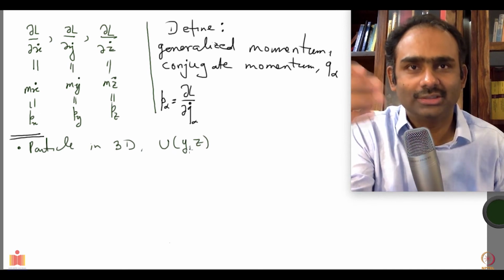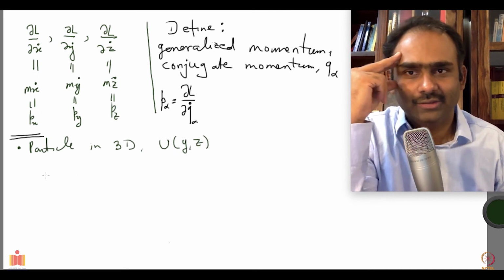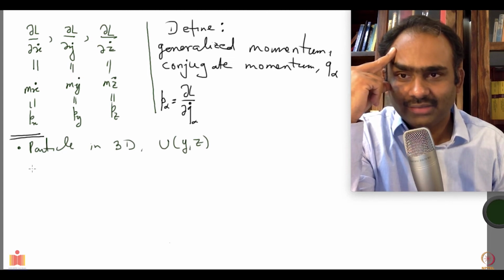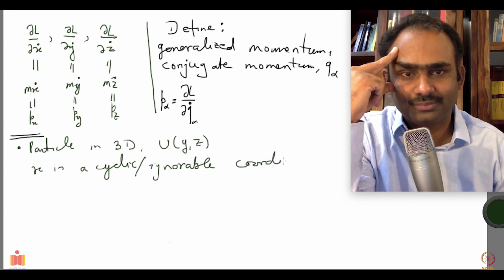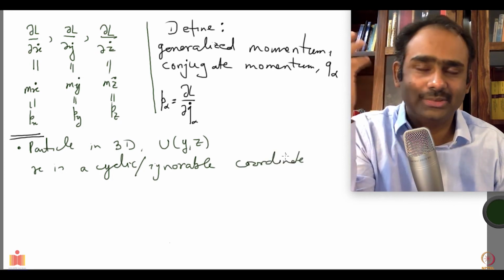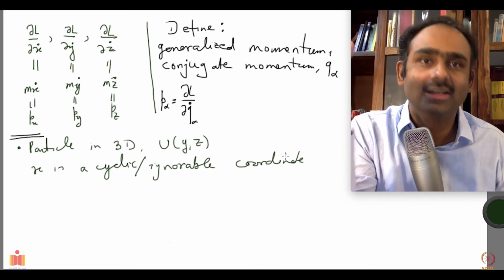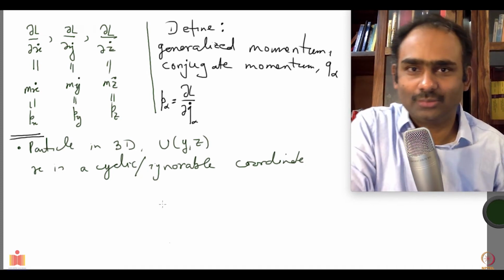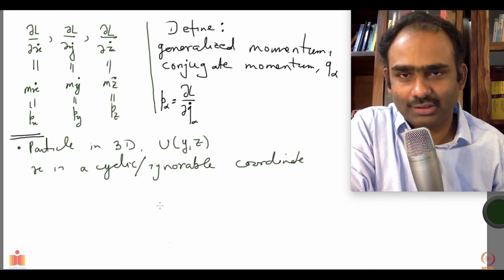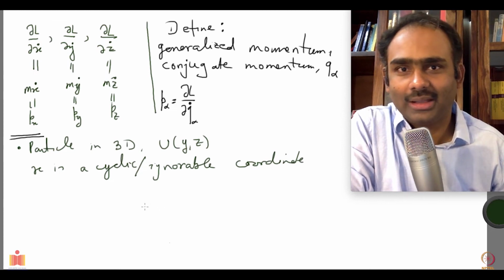Because it's only through the potential energy that x would appear, for this case x is a cyclic or ignorable coordinate. If that is so, then something has to be a constant of motion, something has to be conserved, and that is the corresponding conjugate momentum. So let's look at what it is. You have to look at del L over del x dot.